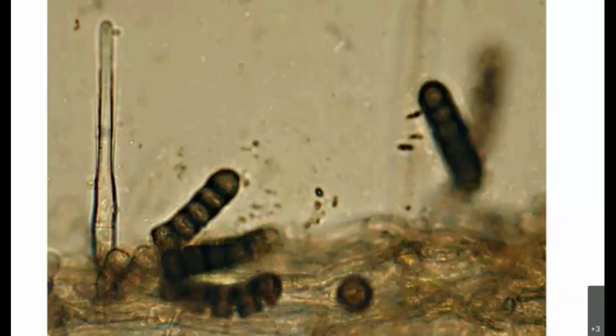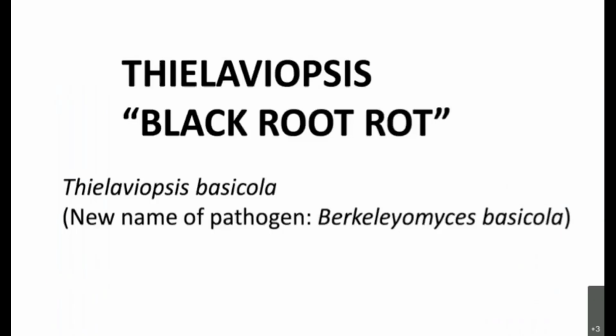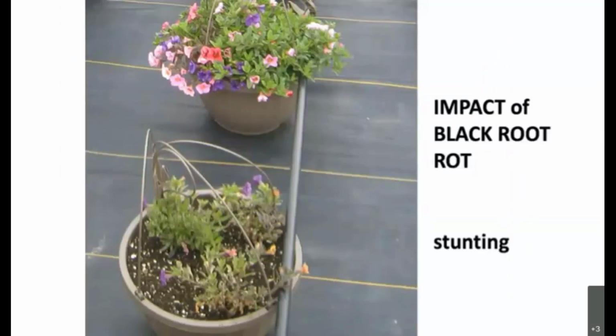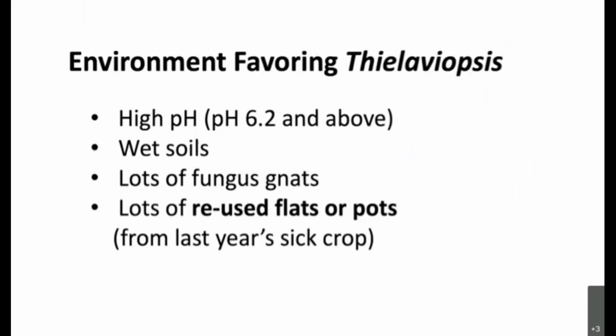This is a curious looking fungus that you need to be really well aware of. This is the Thielaviopsis, which causes black root rot. It has a new name now. They made it even harder to pronounce. Now it's Berkeleyomyces basicola. It will cause uneven stands in your bedding plants. You'll have some plants looking normal, some looking really stunted, and the stunted ones can be purple or chlorotic. Your finished crop can be really miserable looking if you have Thielaviopsis in a given container.